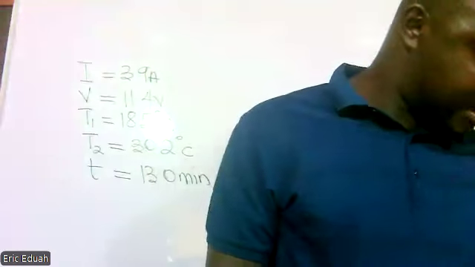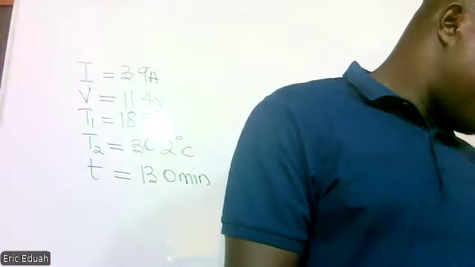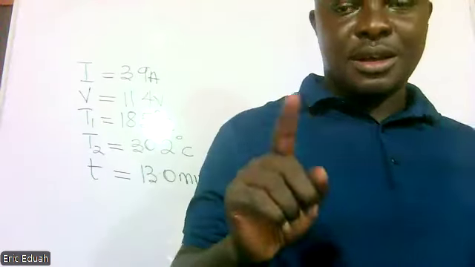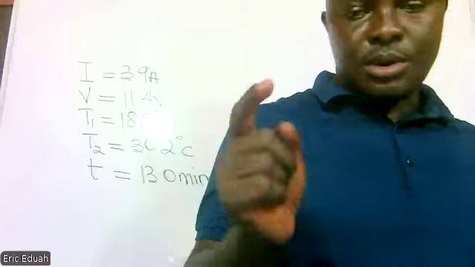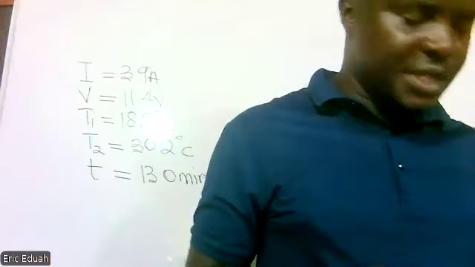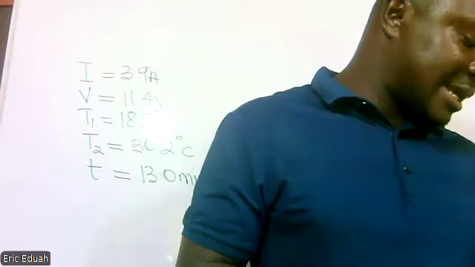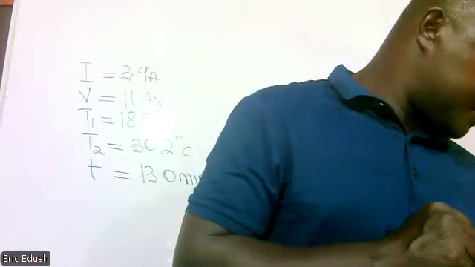Was the mass of the water alone given? No. The mass of both the beaker and the water was given. Mass of beaker alone is 150 grams. The mass of beaker plus water is 672.